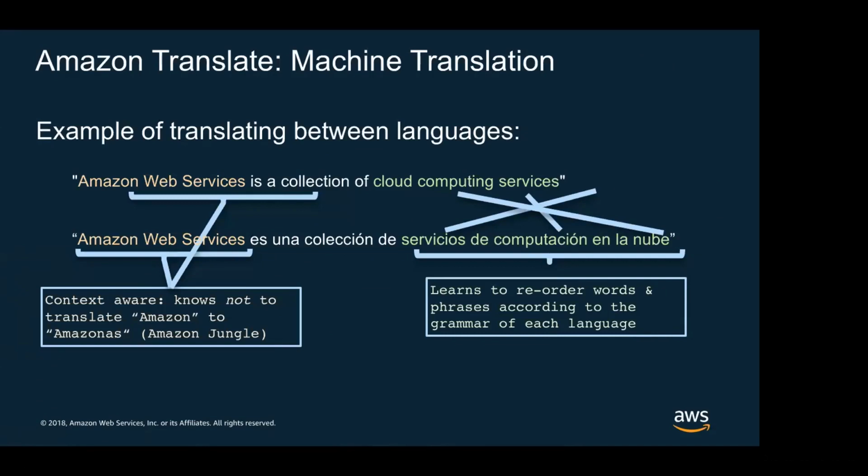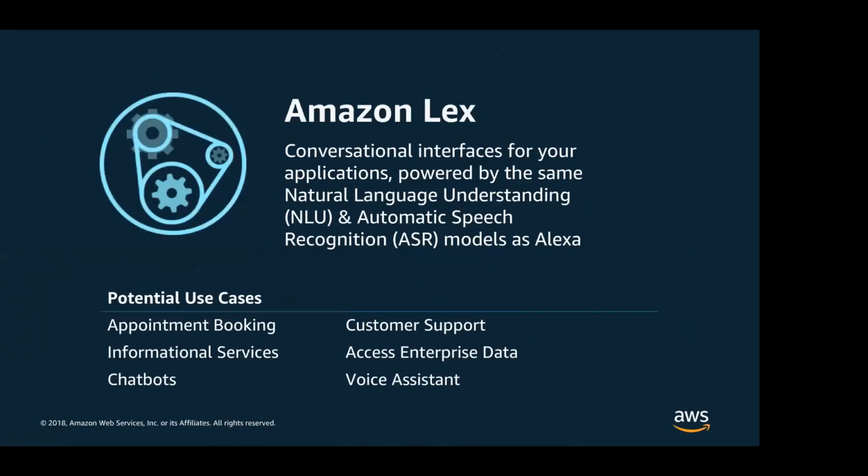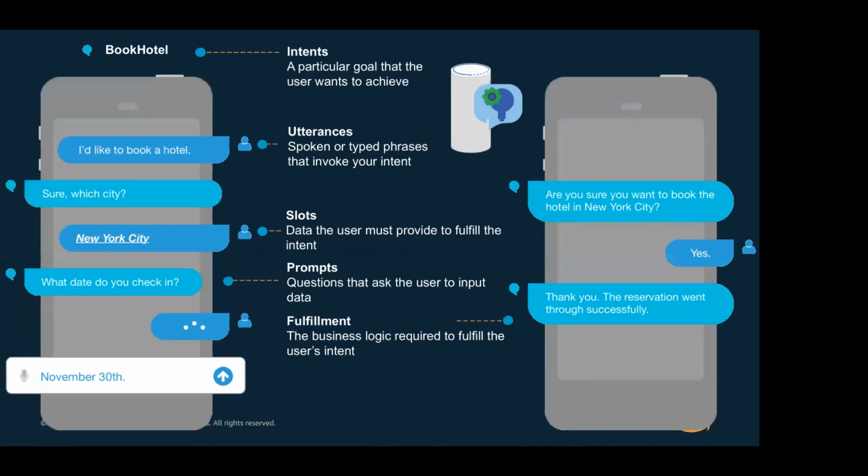The last service that we have in terms of text, that is the artificial intelligence service, is Lex. Lex basically is the heart of Alexa. It's built to do natural language processing and natural language understanding, the NLU. You can build your own service using Lex, and it powers many chatbots like this one, where you would like to book a hotel, and you can use text and you can use voice.